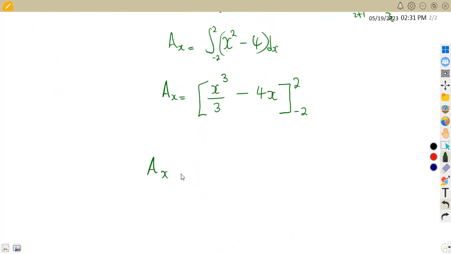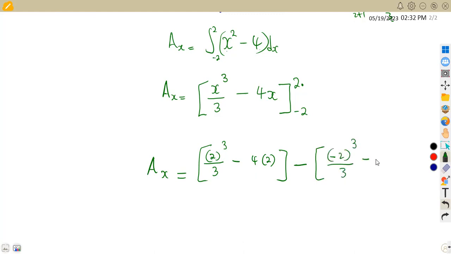All right, so our area is going to be, we can substitute our x here. We've got 2, so that's 2 to the exponent of 3 over 3 minus 4 times 2. That's the upper limit, which is 2. The lower limit is -2. So we subtract by substituting the lower limit in place of x. So this is going to be -2 to the exponent of 3 over 3 minus 4 into -2.